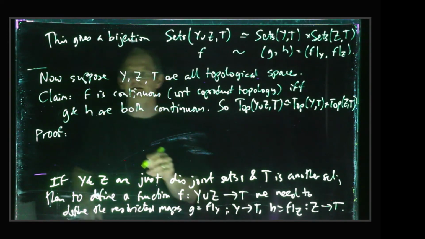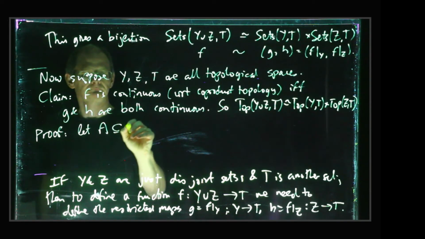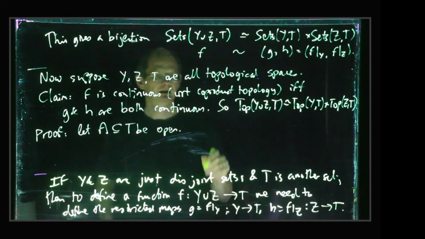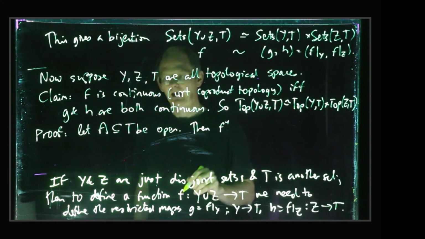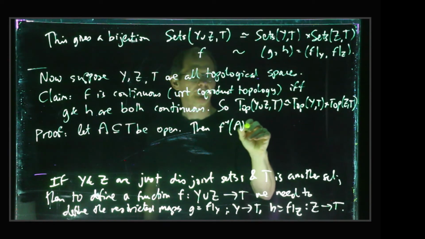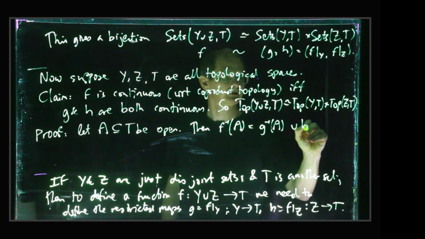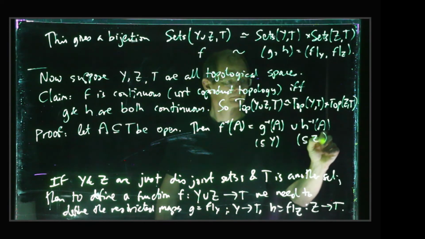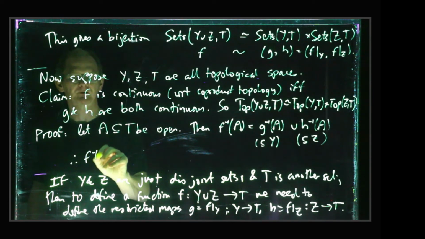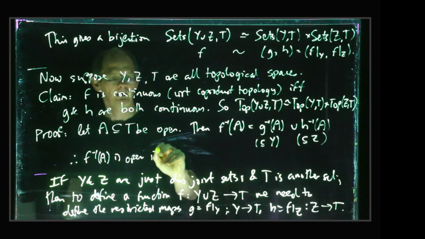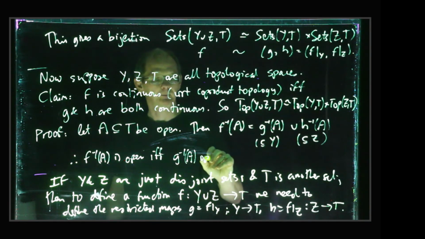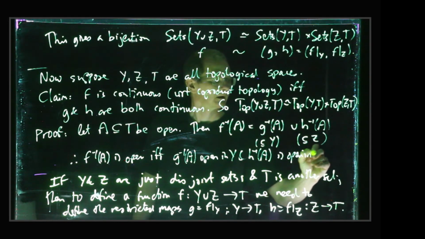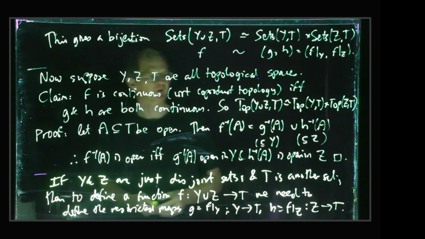The proof was basically: suppose we've got an open subset A of T, then f inverse of A is just equal to G inverse of A union H inverse of A. This is the part in Y, and this is the part in Z. So that means that f inverse A is open if and only if G inverse A is open in Y, and H inverse A is open in Z. And once we've observed that, then the claim's kind of clear, right?